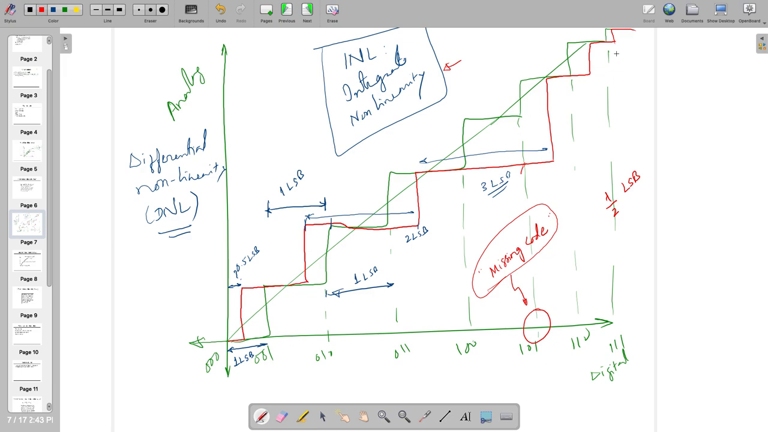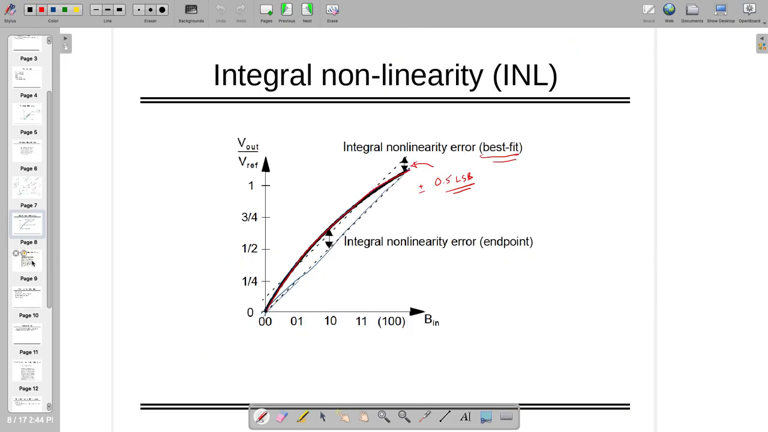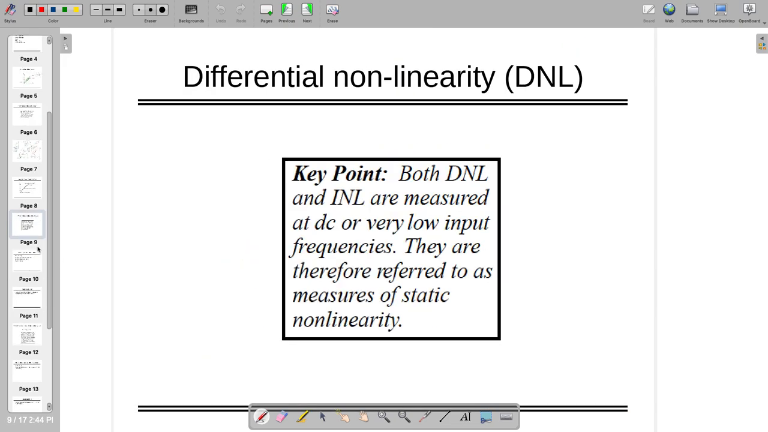And they don't integrate them. Some people take all the DNL and integrate them one by one. So that is INL. But some people are doing INL and DNL step-wise. So it depends on the approach. Different people have given different approaches.